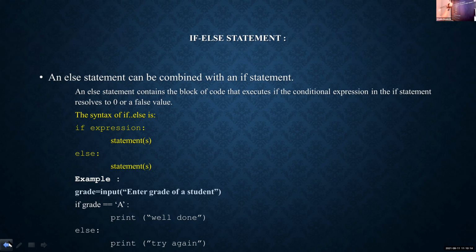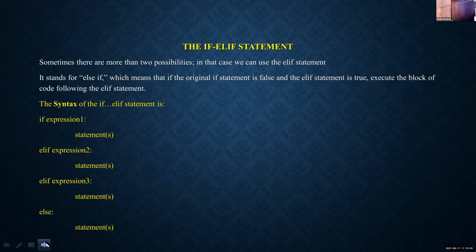So this is if else. That is, if the expression is true, it will execute a set of statements. If the expression is false, the control moves to else and it will execute the statements under this else. Okay, that is if else. Two programs are related to else. The first one is this one. And did you complete that vote casting program based on if else? Yes, ma'am. Okay. So the next one is the if elif statement.